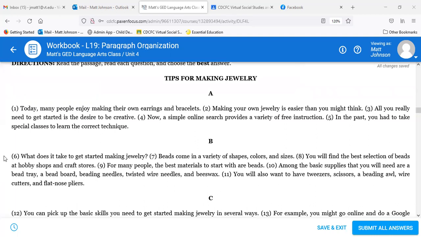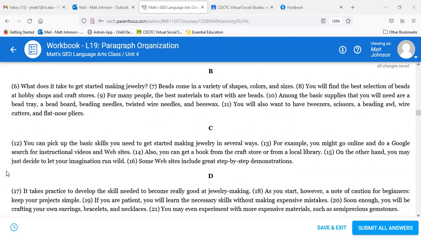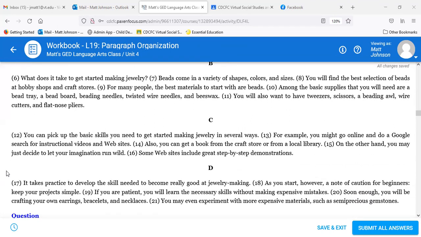What does it take to get started making jewelry? Beads come in a variety of shapes, colors, and sizes. You will find the best selection of beads at hobby shops and craft stores. For many people, the best material to start with is beads. Among the basic supplies that you will need are a bead tray, a bead board, beading needles, twisted wire needles, and beeswax. You will also want to have tweezers, scissors, a beading awl, wire cutters, and flat nose pliers. You can pick up the basic skills you need to get started making jewelry in several ways.